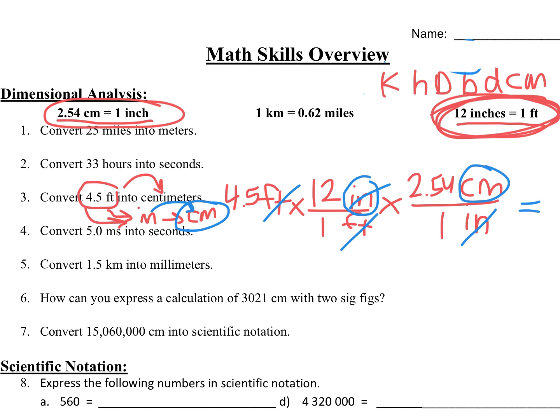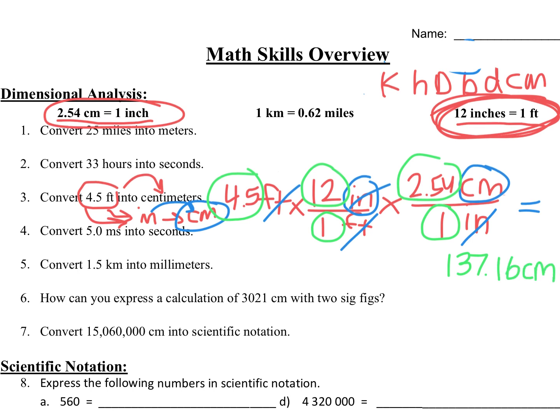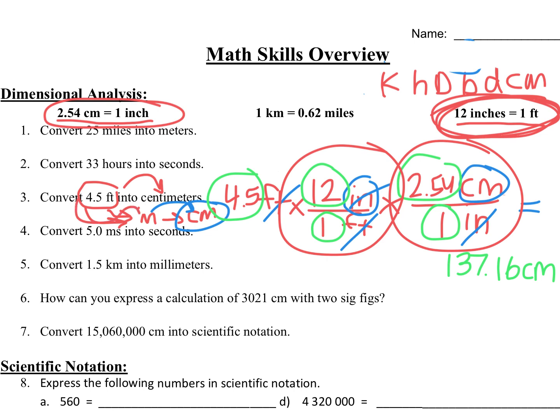So now let's do our math. Remember, you type in the first number in your calculator, multiply by 12, divide by 1, multiply by 2.54, divide by 1. Remember, you always multiply by the top, divide by the bottom. Throw that all into your calculator, and you should get about 137.16 centimeters. So looking over all of that, that was a 2-step problem because you went from feet to inches and then inches to centimeters.